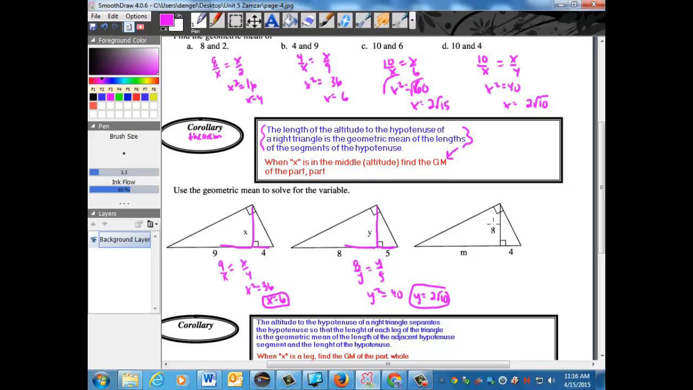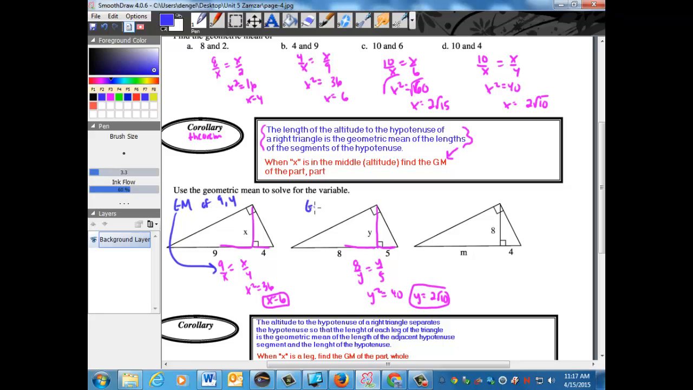Alright, this problem we have to work backwards, and here's why. Note that in all these problems we had x and y in the middle. Now we have m, or the x or the y, at the base and it's a part. Actually, I should have been showing my work better here, so let me set up this first problem again. What I should have done is said that since x is in the middle, I'm going to find the GM of 9 and 4. And then here's my work to solve for the GM of 9 and 4.